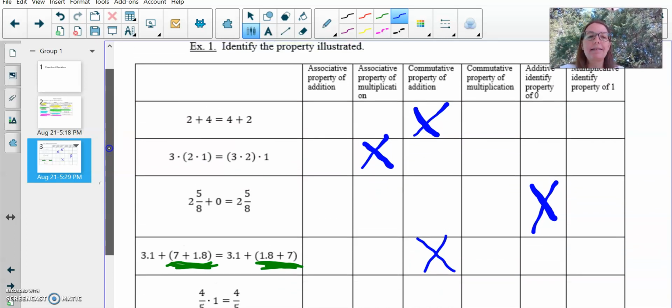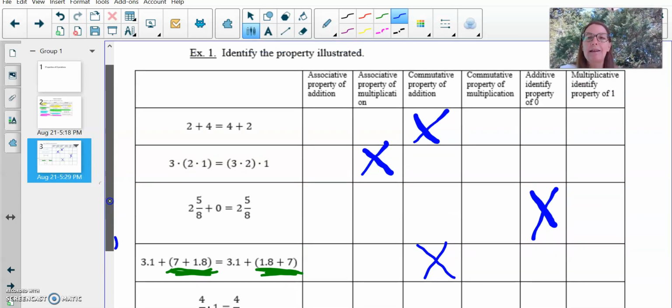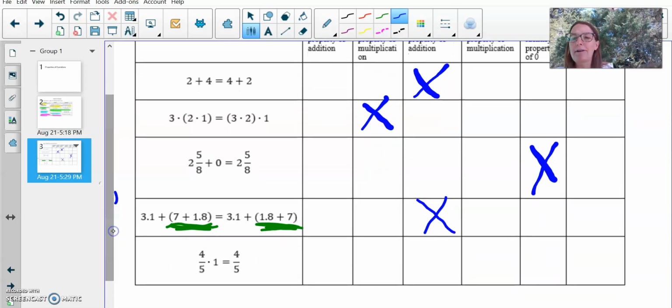And looking at our last example, 4/5 times 1 equals 4/5. So the times 1 gives us our original number back. So this is the multiplicative identity property of 1.